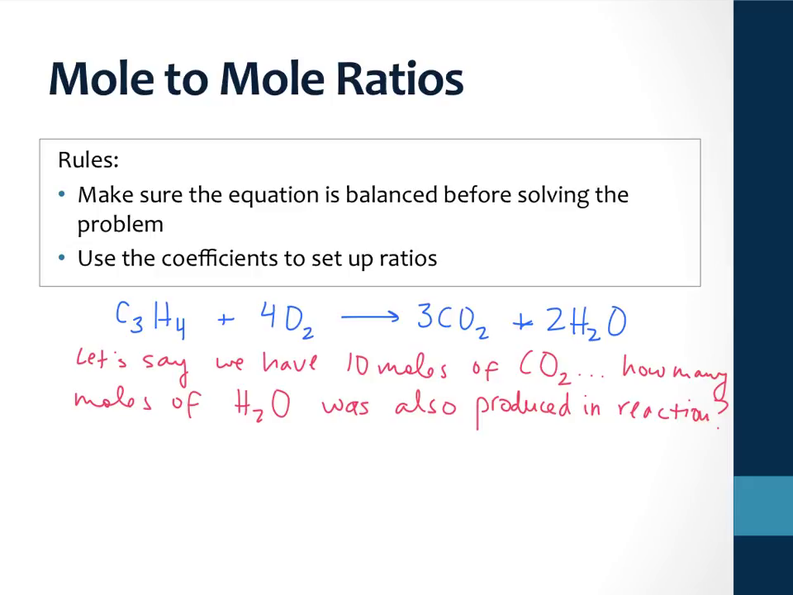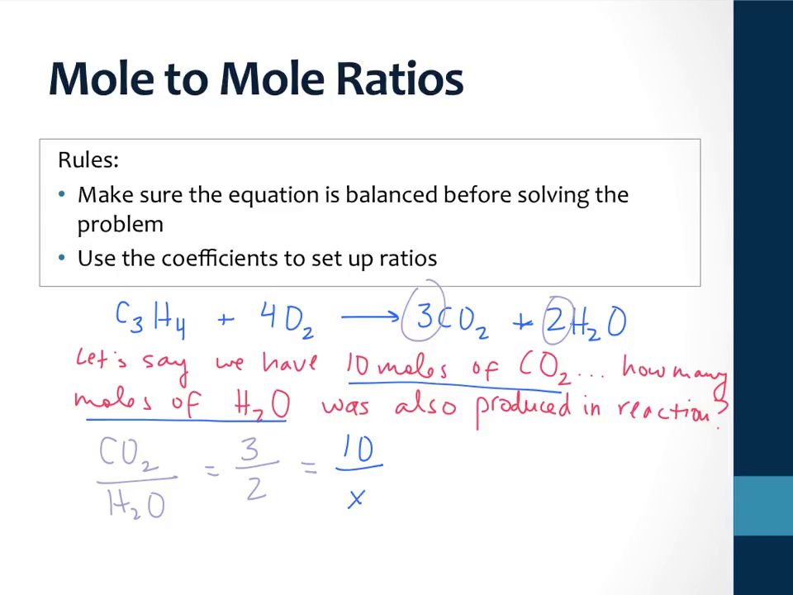That means we need to first identify our two substances, CO2 and H2O. Next, we're going to look at their coefficients over here. 3 to 2. So for every 3 CO2s, there are 2 H2Os being produced. Next step, let's take a look at our problem. We have 10 moles of CO2, so we put a 10 right here. We're looking for moles of H2O, so we put an x there because that's what we don't know.